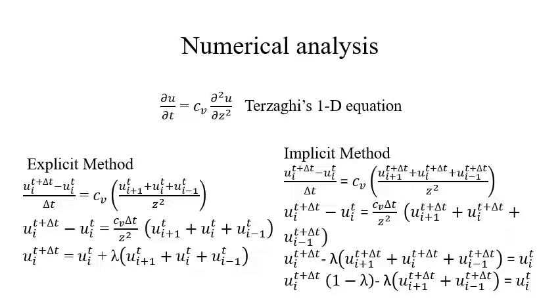Numerical analysis. The analysis is done by the Terzaghi one-dimensional consolidation equation, and the analysis is done by the implicit and explicit schemes of the finite difference method. The explicit method is conditionally stable, in which the value of lambda cannot be increased beyond 0.5, and the implicit method is stable. But the results of the implicit and explicit methods overlap each other.